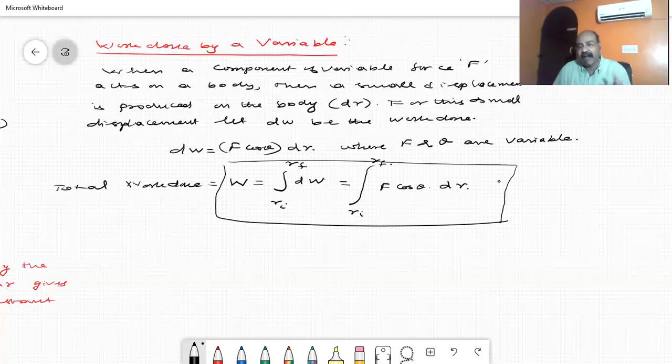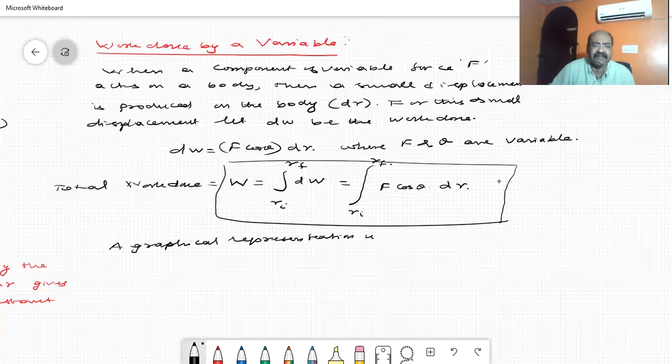Here also we can apply a graphical representation. What is that graphical representation? You see, on the y-axis, we have the component of force, F cos theta. And along the x-axis, let us consider the displacement. Here we have taken two positions. One is Ri and another one is Rf.